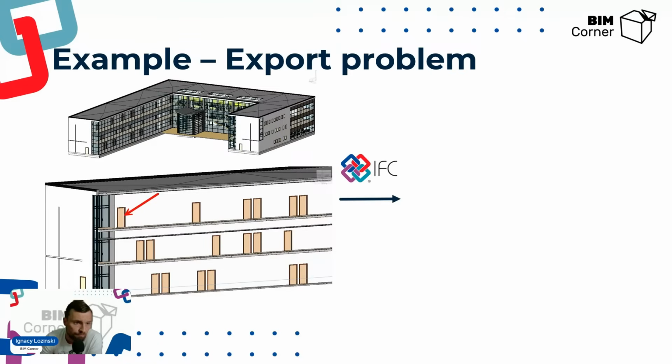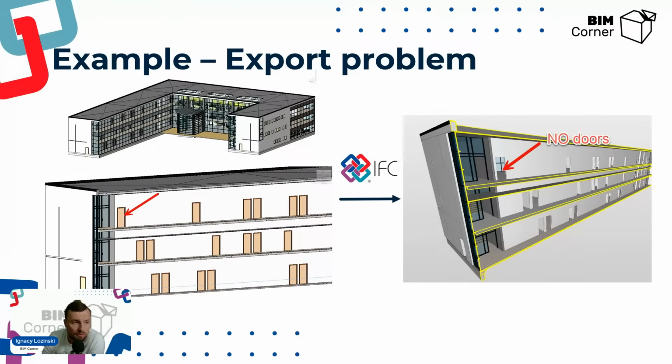But then our architect creates IFC and sends it to the BIM coordinator. So yeah, great job. He clicked export, but something happened. On the left, we see the Revit model, and on the right, we see the IFC. Let's look at the result. You see that there are no doors on the right side, on the right snapshot.